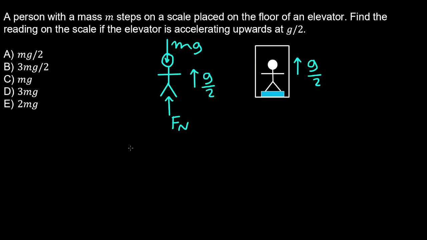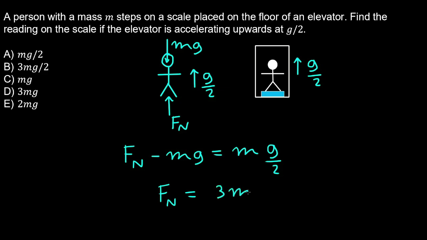So applying Newton's second law, we have the normal force minus the force of weight is equal to the mass of the person by the acceleration, which is g on 2. So therefore the normal force is equal to mg on 2 plus mg, which is 3mg on 2, which will be the reading on the scale. So the correct answer is B.